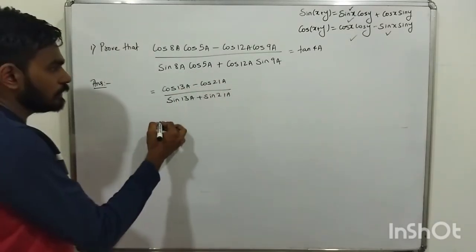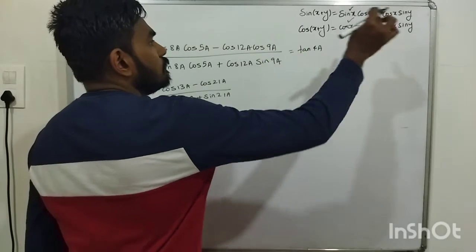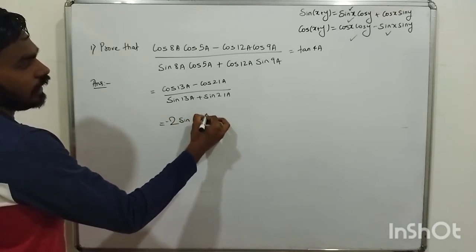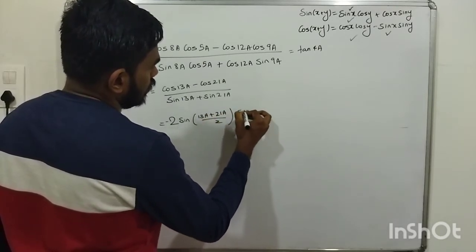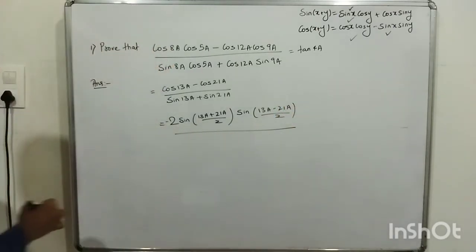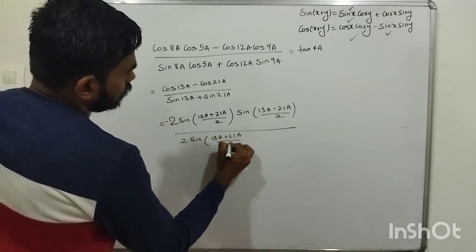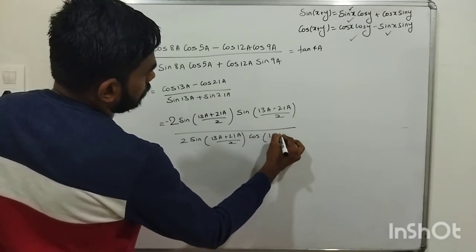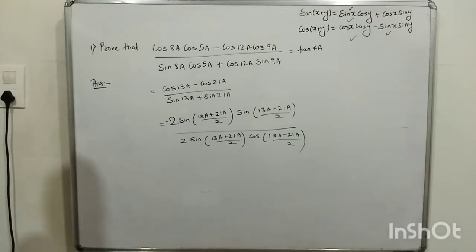But here there is cos minus cos, sin plus sin, so the factorization formula. The factorization formula is like this: 2 cos, and since it is minus, it becomes minus 2 sin of (13a plus 21a) upon 2 into sin of (13a minus 21a) upon 2, upon 2 sin of (13a plus 21a) upon 2 into cos of (13a minus 21a) upon 2. Next, simplify now. We'll get the answer.